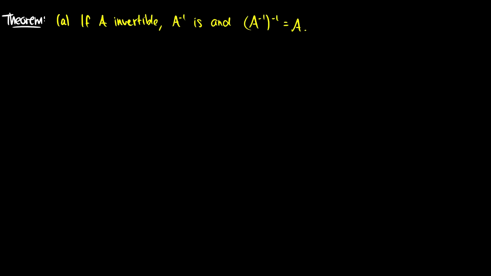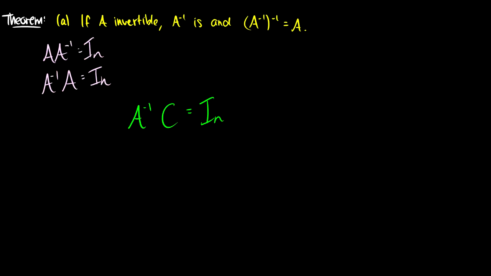So, theorem 1. If A is invertible, then A inverse is also invertible, and the inverse of A inverse is just A. So, what do we know? We know that A times A inverse is the identity matrix, and A inverse times A is also the identity matrix. So now we want to find a matrix C such that A inverse times C is equal to the identity, and C times A inverse is equal to the identity.